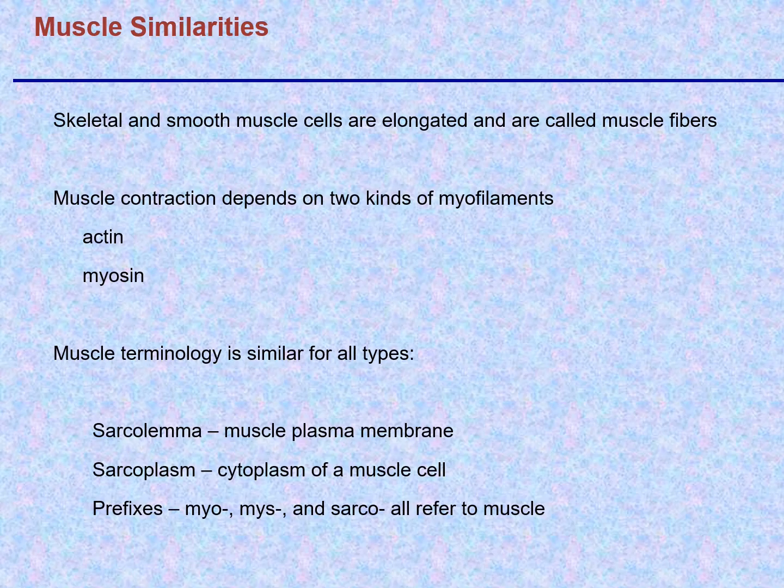is called the sarcolemma. The cytoplasm is called the sarcoplasm. Any term, in fact, that has myo or mys or sarco always refers to, at the beginning, prefixes to the words, the terms. All these refer to muscle tissue.